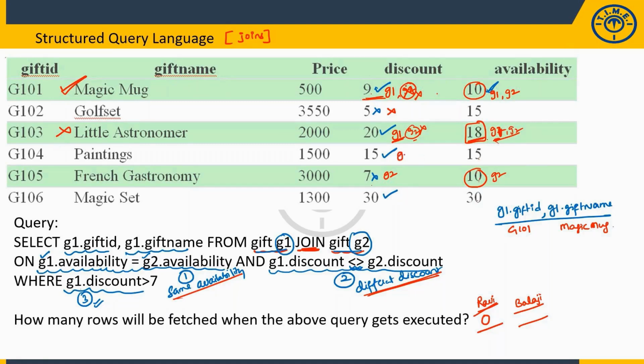And this paintings gift, you look at. Now it is gift 1. Okay. And gift 1 availability is 15. And the same availability is there with another gift. These two have the same availability. And sorry, not these two.